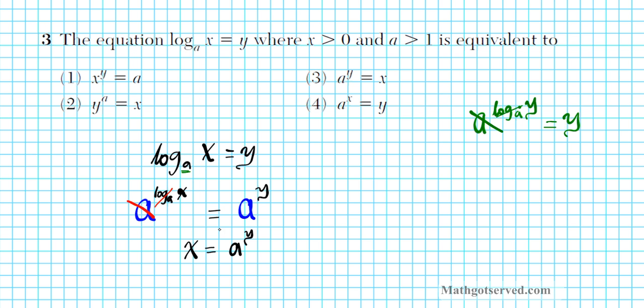So one thing you do not want to forget is always exponentiate both sides, not just one side, so you don't make a mistake. Now using the reflexive property of equality, I can rewrite this as a to the y, just switch it around, equals x. And we can clearly see that our final answer is option number 3.